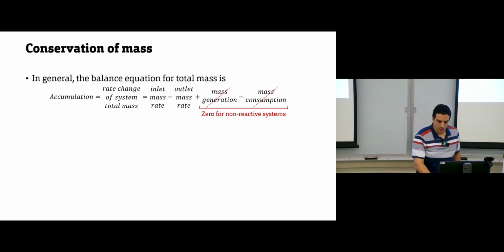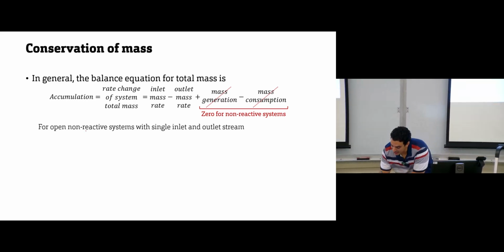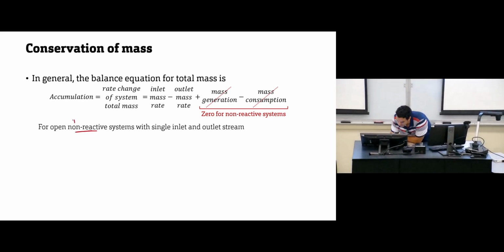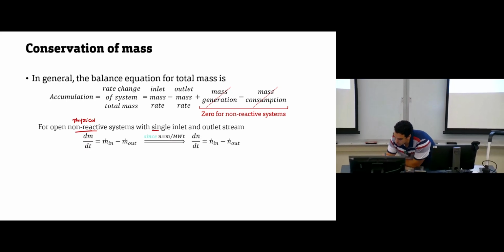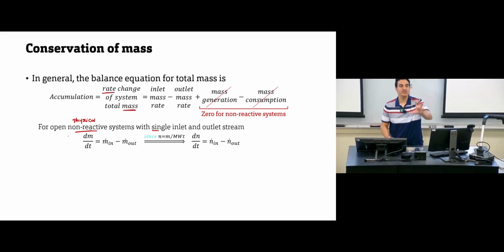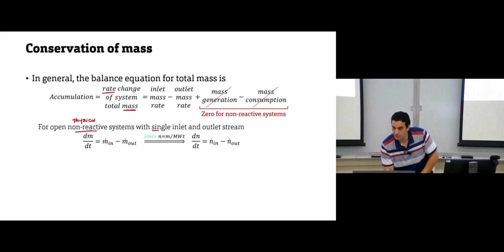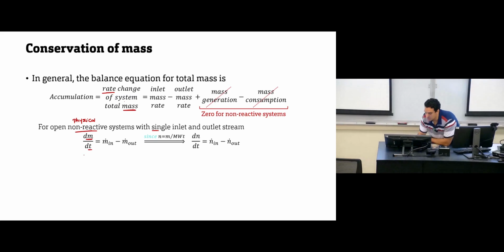Okay. So let's say we have an open, non-reactive, meaning physical, system with a single inlet and a single outlet. This will be the equation. Accumulation term, which is the rate of change of system total mass. Rate means we have something divided by time. What is this thing? It's mass, because we are having conservation of mass. So the change of mass with respect to time.